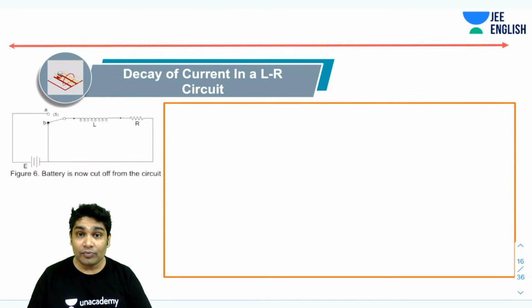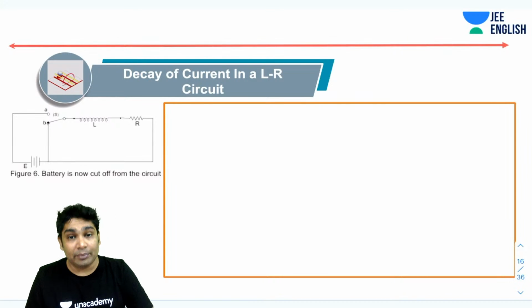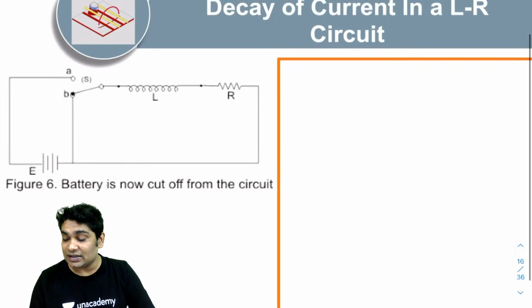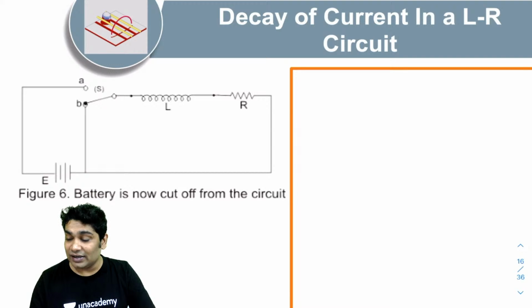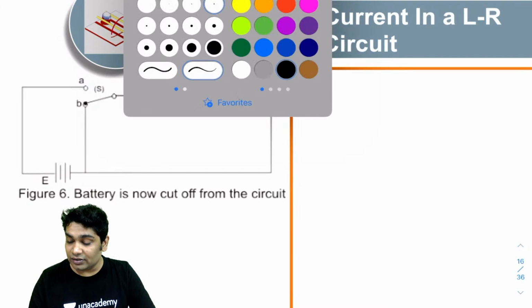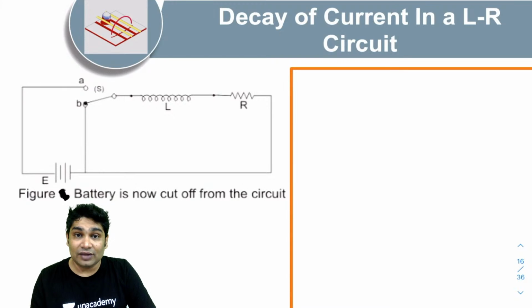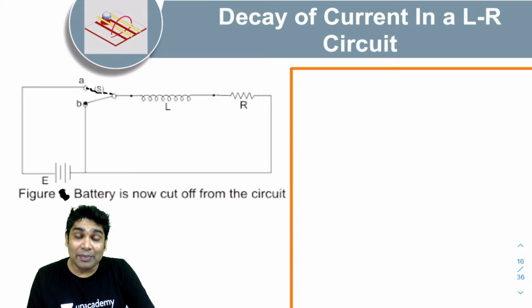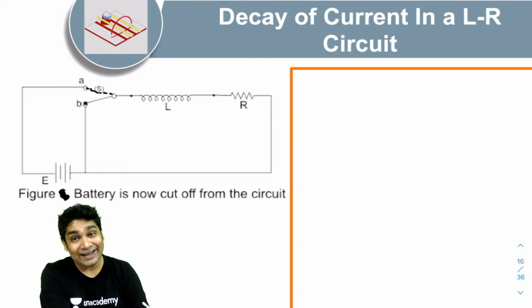So, as I told you, what is the use of an inductor? Just like a capacitor, an inductor can be used to store energy temporarily, and that energy can later be dissipated across a resistance. So, in this case, initially, if the switch is in position A, then the battery would have helped establish a current in the circuit. And after steady state, if you switch the position of the switch to position B, then what happens is that the battery is cut off.